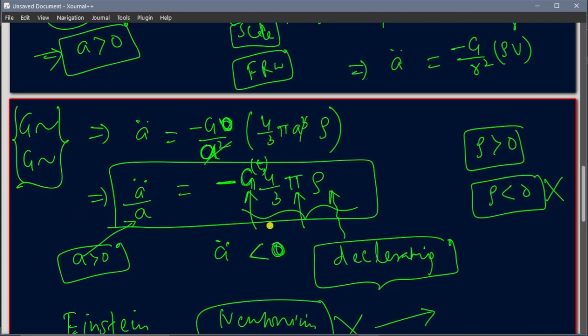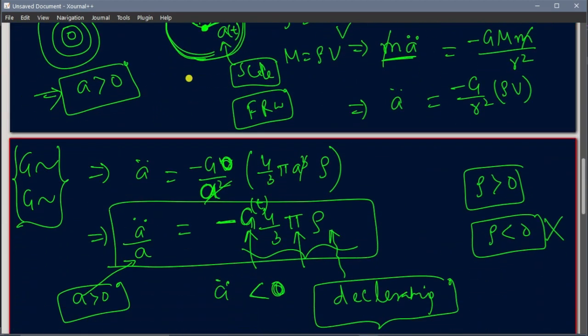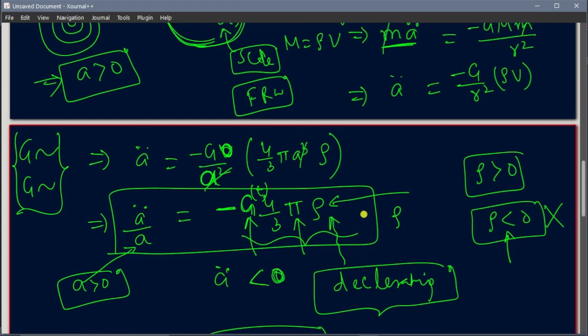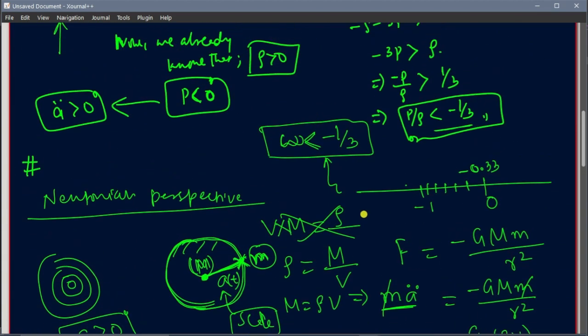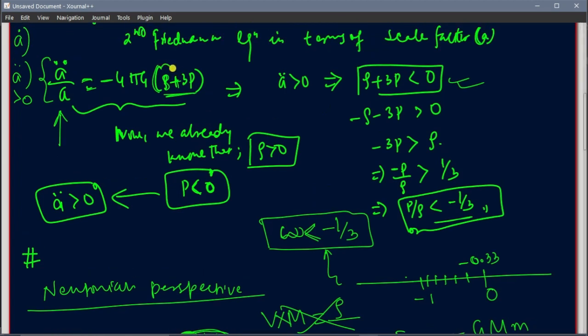Another thing we are going to see is that from Einstein's perspective it is rho plus 3p, but in the Newtonian perspective a double dot by a only contains rho. Now we have already seen that rho cannot be negative, and that's why we are getting some problem. It means that when we generalize the Newton equation to Einstein gravity, when we take care of the relativistic correction, then this pressure term automatically comes. And because of this pressure, it is signified that the energy density of any object cannot be negative, but yes, it can have negative pressure.